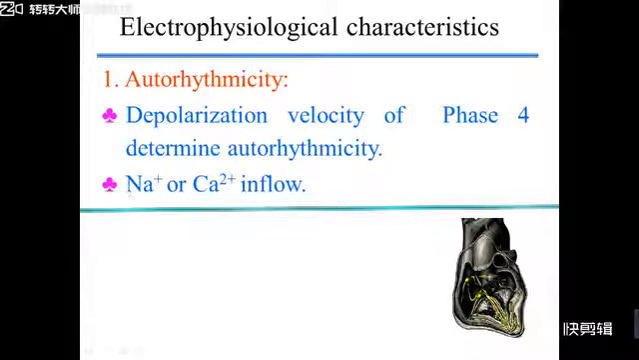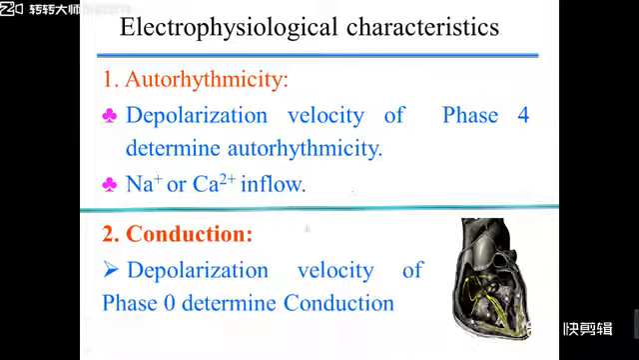And we have also known that if we use sodium channel blockers or calcium channel blockers, they can block autorhythmicity, inhibit ectopic response, and reduce heart rate. We can use these channel blockers to treat tachycardia.